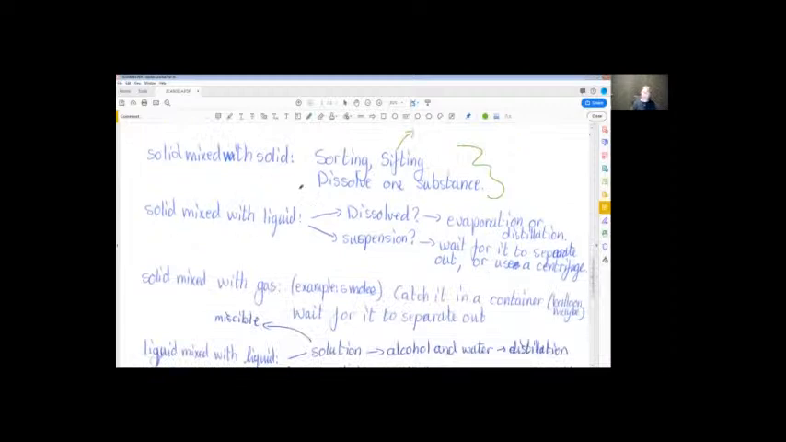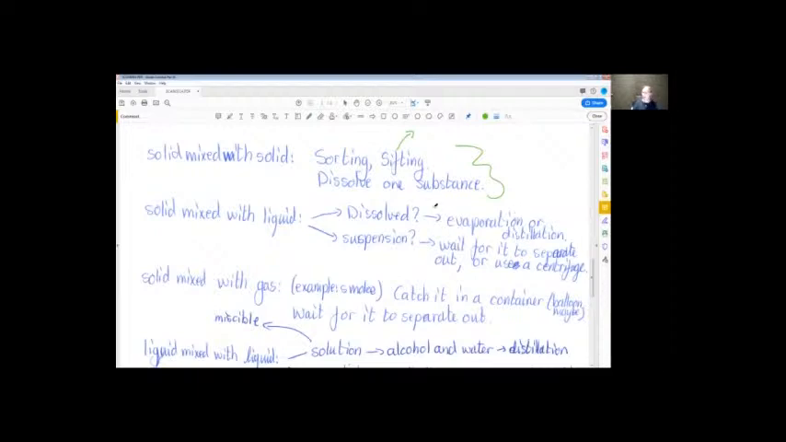If we've got a solid mixed with a liquid, what we do here depends on whether it is dissolved or whether it is in suspension. So what I mean here is dissolved would be something like salt dissolved in water. A suspension would be something like sand in water. So if it's dissolved, then we can use evaporation or distillation in order to get rid of the liquid.